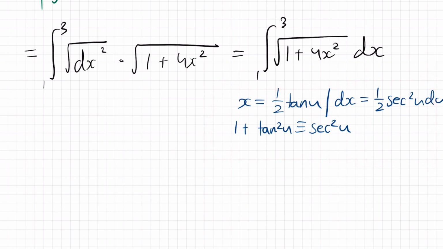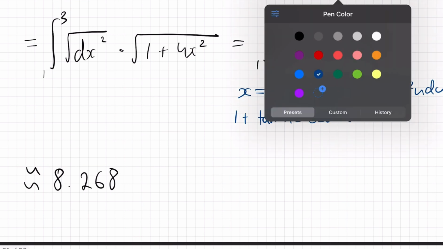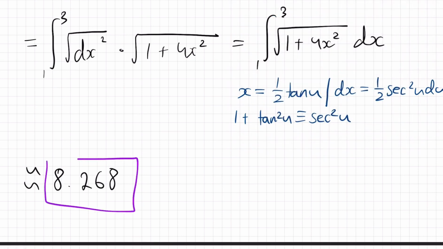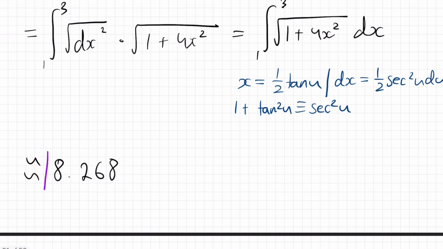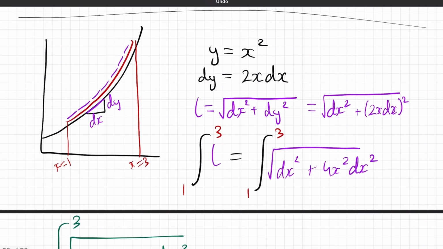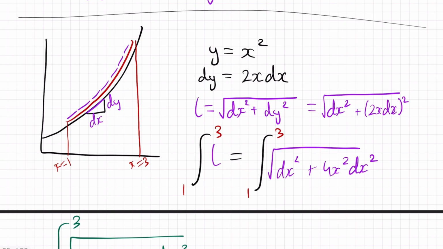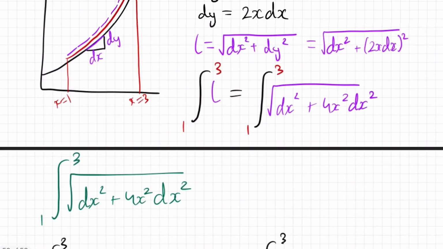And once you solve that integral, you should approximately get something like 8.268. So here we go. This is our approximation. Obviously, if you solve this integral, you'd get the exact value for the arc length, but this is an approximation for the arc length of y equals x squared from x equals 1 to x equals 3. So we can actually generalize this to any curve.